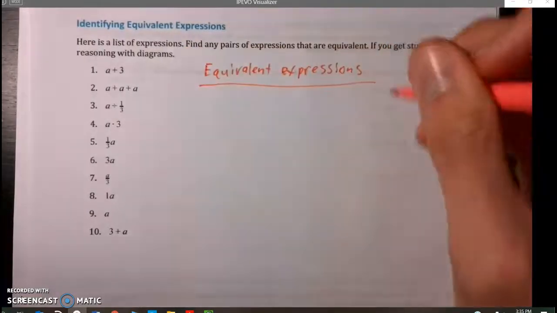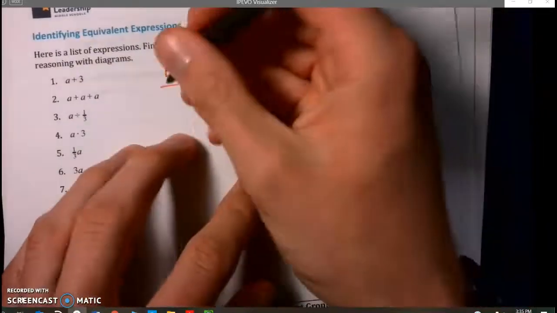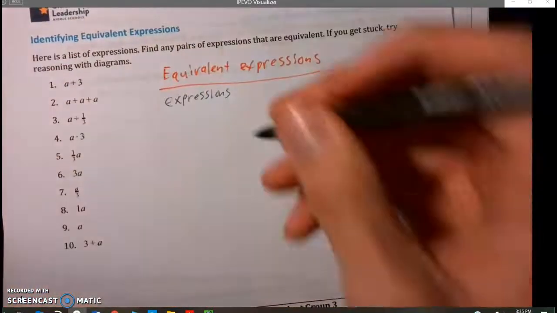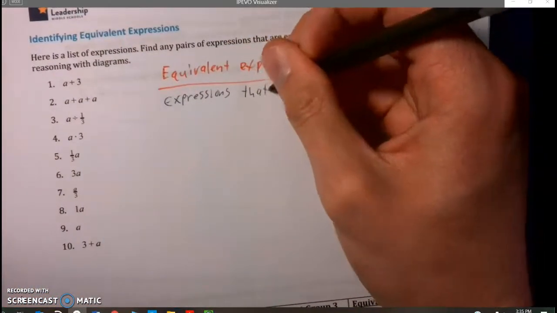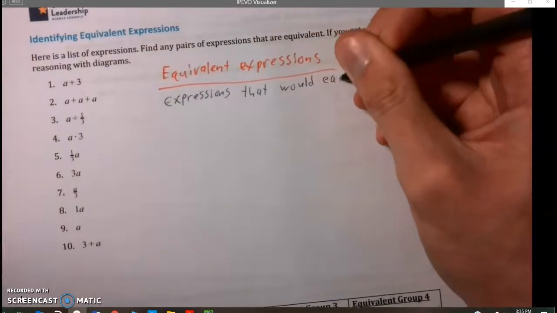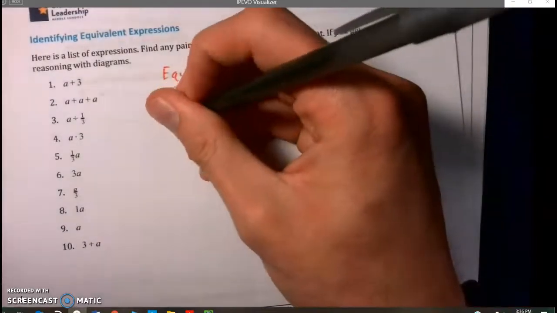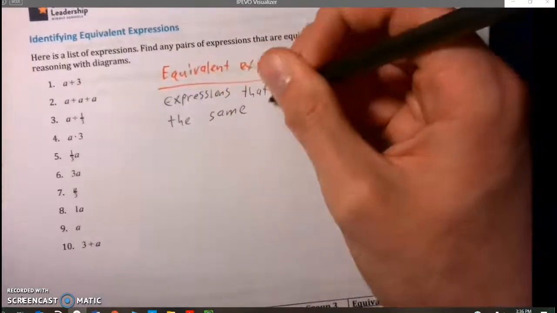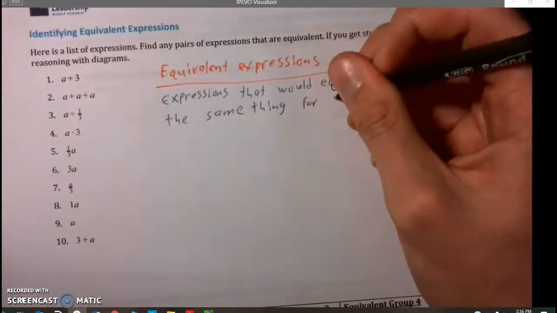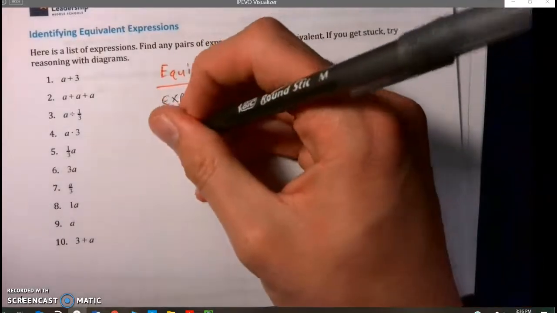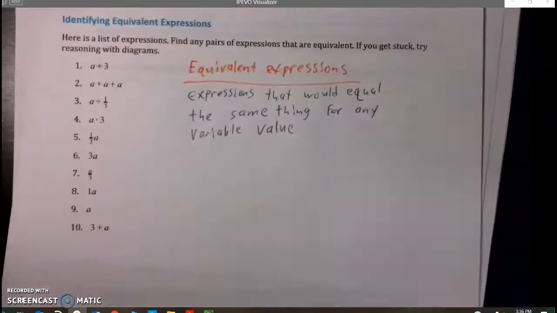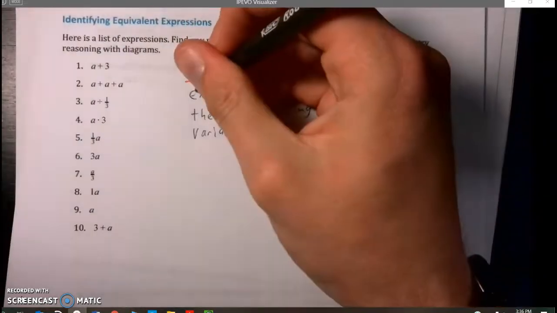Okay, so equivalent expressions, let's write this down. Equivalent expressions are expressions that would equal the same thing for any variable value. Okay, so we'll see what this means in a second.